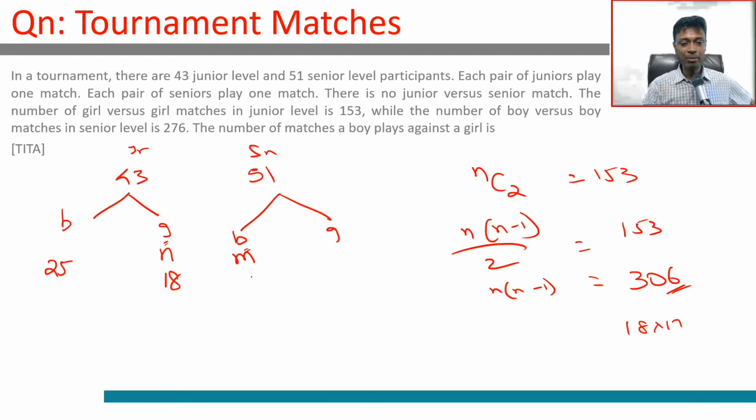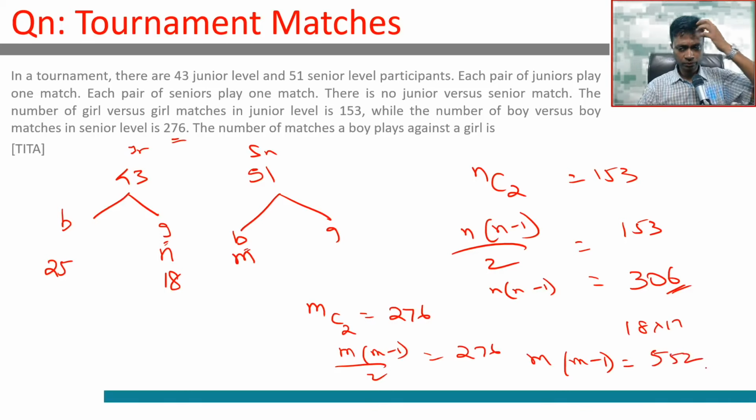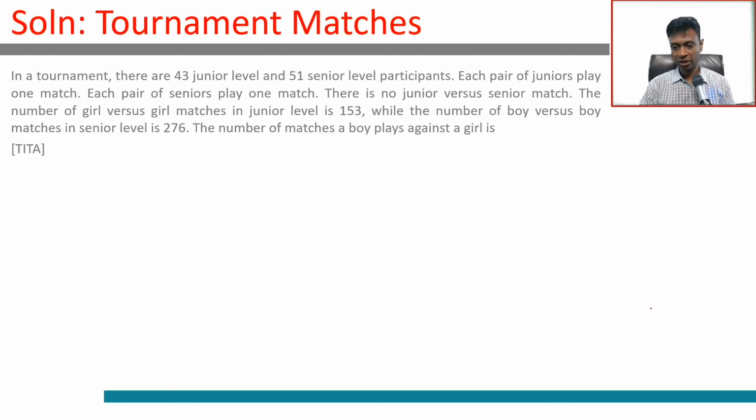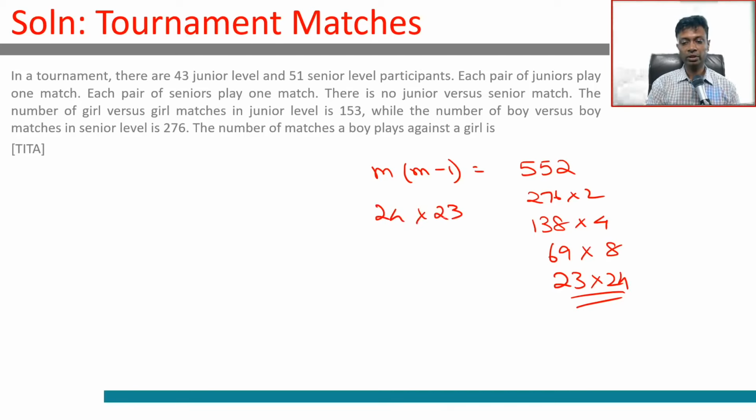Fine. Now let's go here. M boy versus boy matches in senior level. MC2 is 276. M into M minus 1 by 2 is 276. M into M minus 1 is 276 into 2, 552. Fine, I'm going to write this down on the next page. M into M minus 1 is 552. 552 is 276 into 2, which is 138 into 4, which is 69 into 8, which is 23 into 24. We've hit pay dirt. This is 24 into 23.